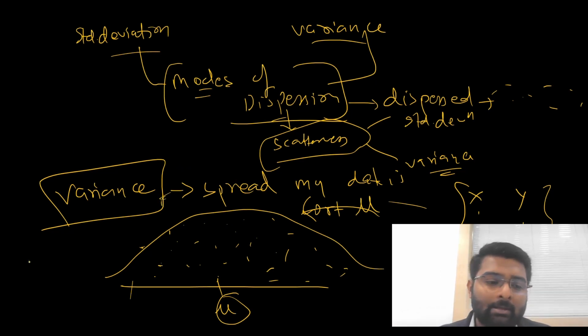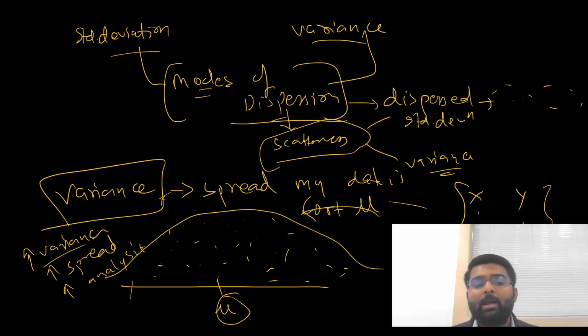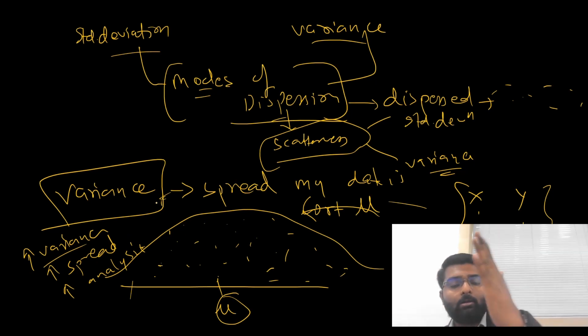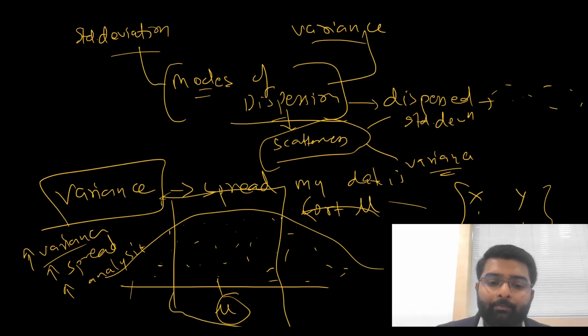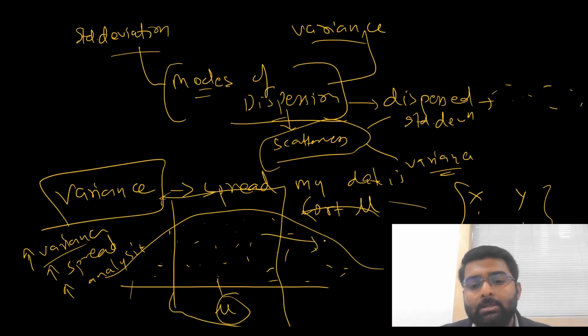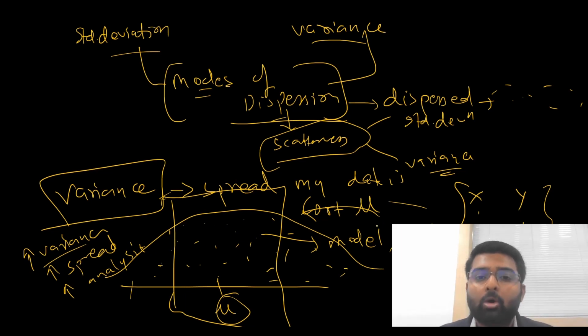So it's usually said that the higher the variance, the better is the spread and the better is the analysis. Why is that? It means that whenever my data is spread well across the mean, I get more values in the central region. And when I get more values in the central region, I can better understand the behavior of my data, better model my data, and better analyze my data. That is the reason we say that the variance should be high in order to better model my data.